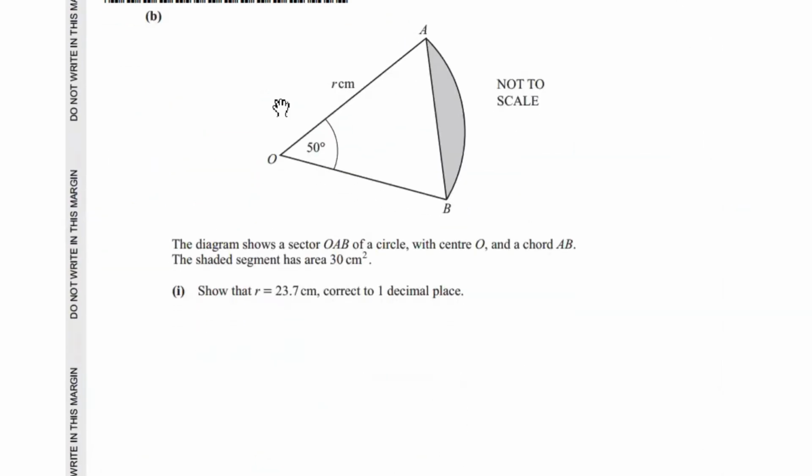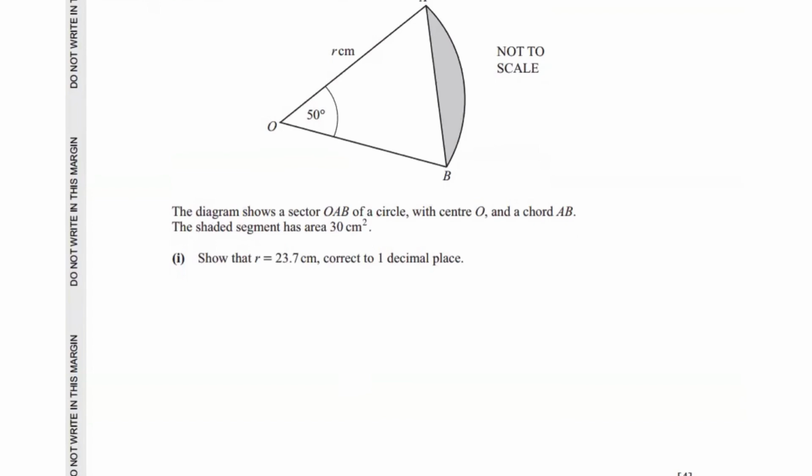Then part B says the diagram shows a sector OAB of a circle with center O and a chord AB. The shaded segment has area 30 centimeters square. Show that R equals 3.7 correct to 1 decimal place. So if the shaded segment is 30 centimeters square, let's call this A1 and the entire thing A2. So A1 would be 1 over 2 times R squared times sine of 50.